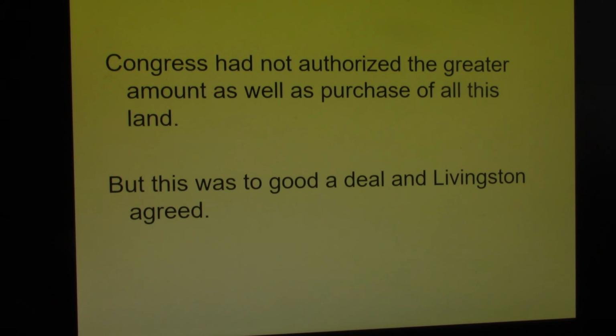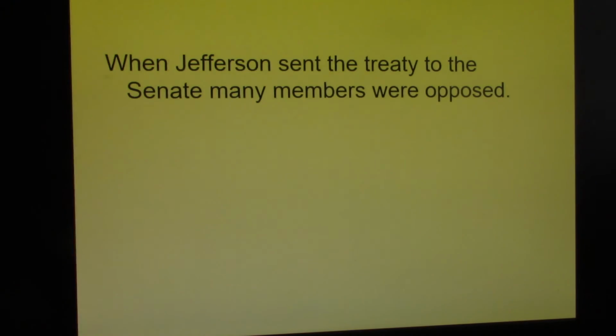Well, Congress had not authorized this greater amount. This went beyond the scope of what the Constitution allowed. Now, of course, Jefferson was a strict constructionist. And if the Constitution does not allow, then you cannot do it. But this was just too sweet of a deal. And so over the objections of many Democrat-Republican congressmen, Jefferson and the Senate and the House will go along, and the Louisiana Purchase, the Mississippi River, and New Orleans are now ours.